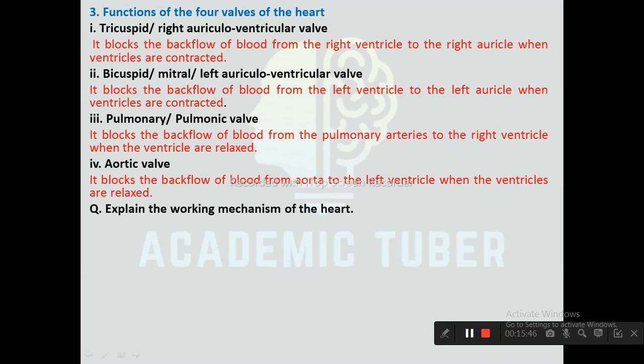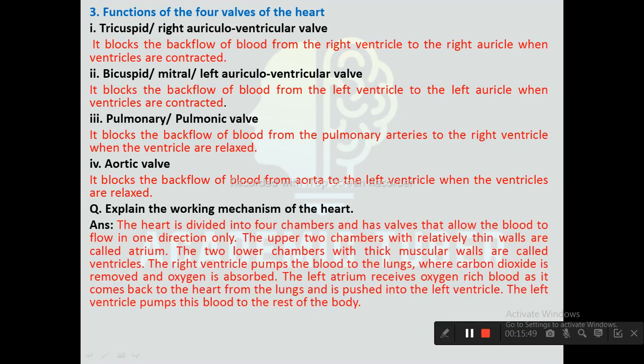Explanation of working mechanism of the heart. The heart is divided into four chambers and has valves that allow the blood to flow in only one direction. The upper two chambers with relatively thin walls are called atria, and the two lower chambers with thick muscular walls are called the ventricles. The right ventricle pumps the blood to the lungs where carbon dioxide is removed and oxygen is absorbed. The left atrium receives oxygen-rich blood as it comes back to the heart from the lungs and it is pushed into the left ventricle, and the left ventricle pumps this blood to the rest of the body.